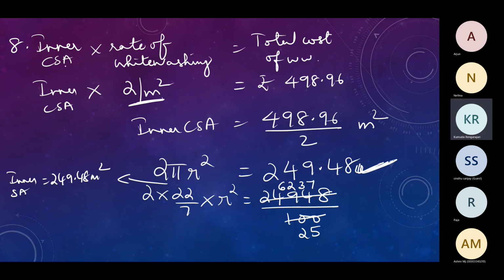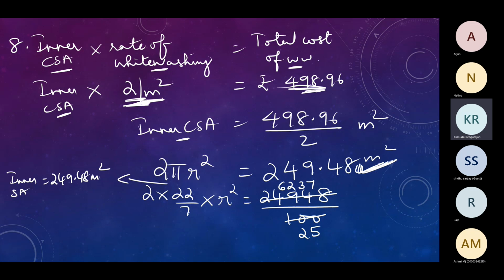So I'll tell you again. Inner CSA into the rate is the total cost of whitewashing. Inner CSA, because we do not know the value of R, so we'll write it as it is. Rate is 2 rupees per meter square, and this is the total cost. So the inner CSA will be this one divided by 2, and we get 249.48 meters square. This is the inner CSA.